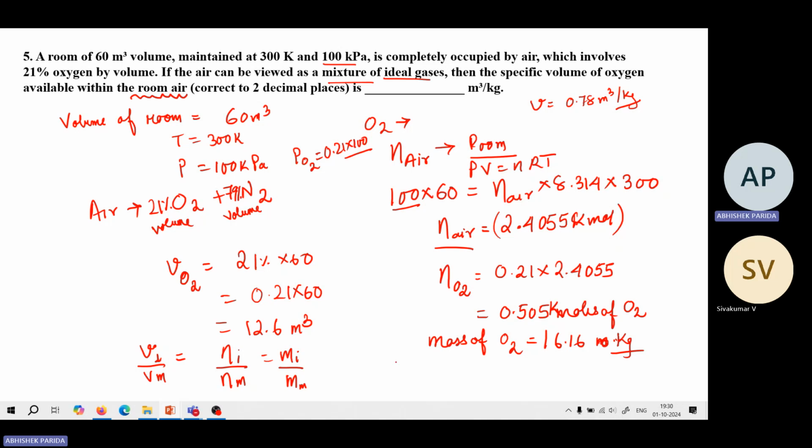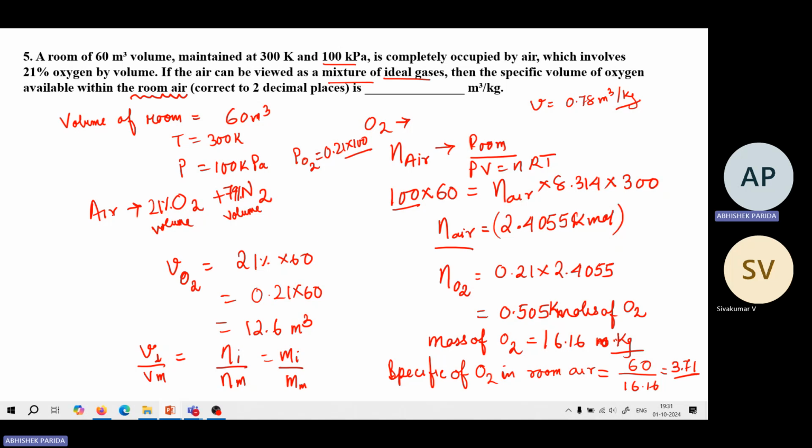You have to divide the specific volume of the room air, because the total volume occupied by the room air is 60. So 60 by 16.16. How much is this? 3.71. Okay. Did you understand where you made the mistake?